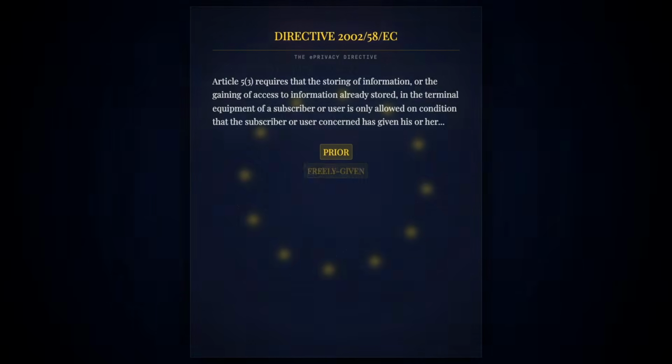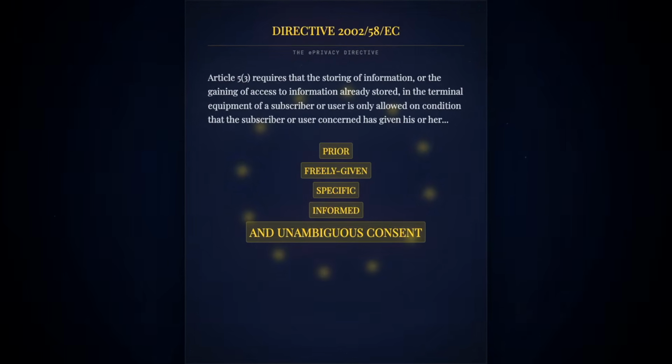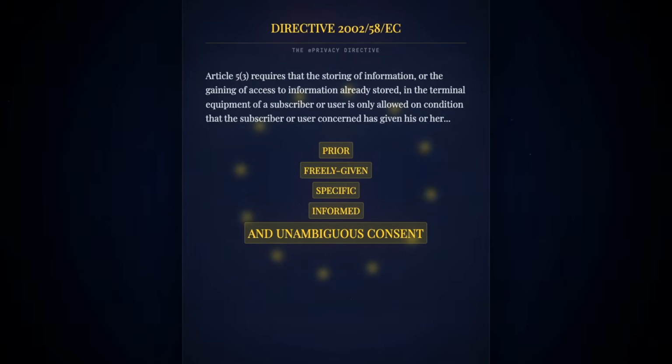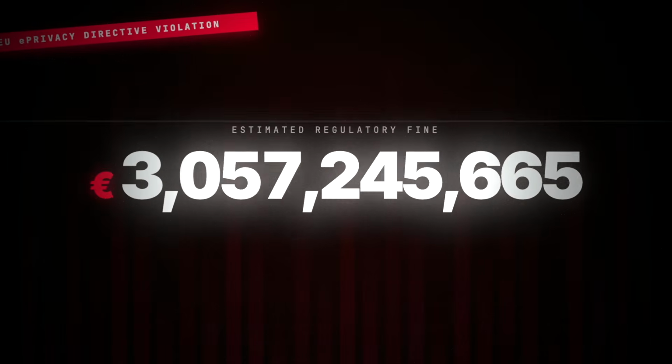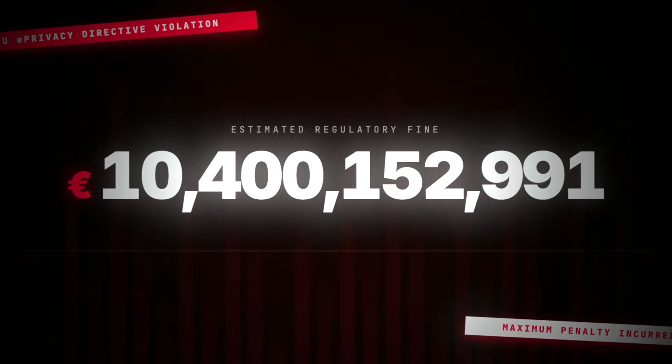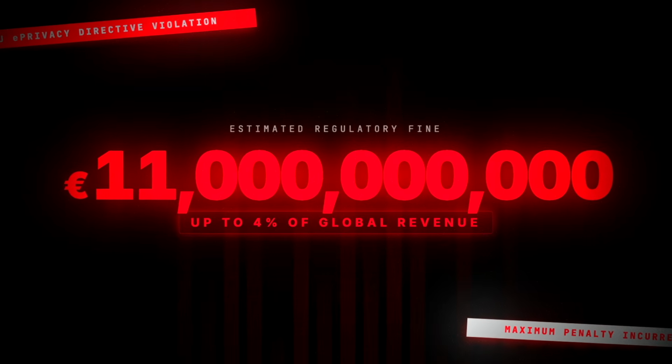Now the legal angle. This is important if you are in Europe or you care about digital rights. Researcher Hanff argues this violates the EU ePrivacy Directive, Article 5(3), which requires prior, freely given, specific, informed, and unambiguous consent before storing anything on your device. If EU regulators agree, Google faces fines up to 4% of global revenue. That is roughly 11 billion euros.